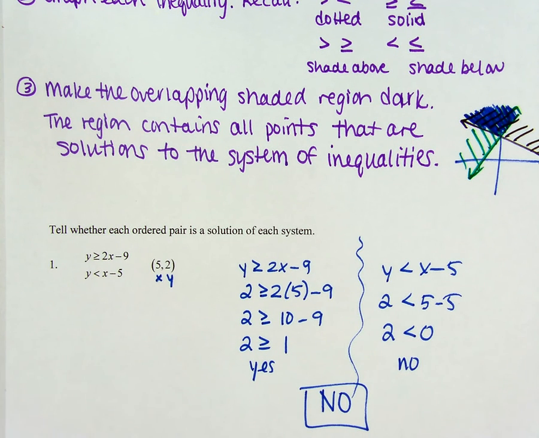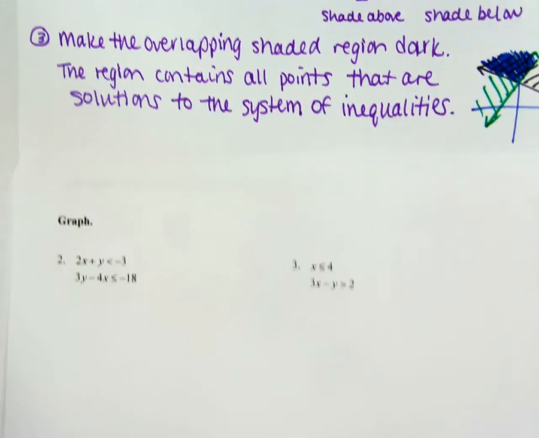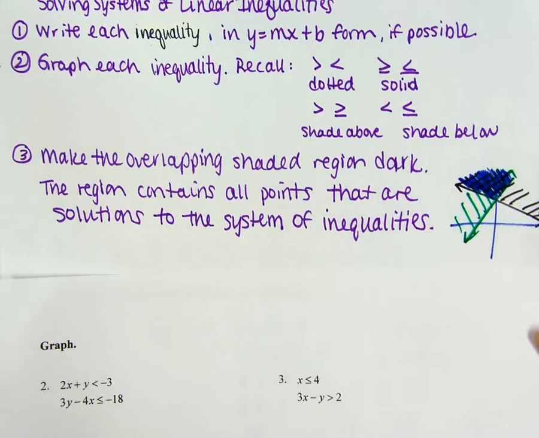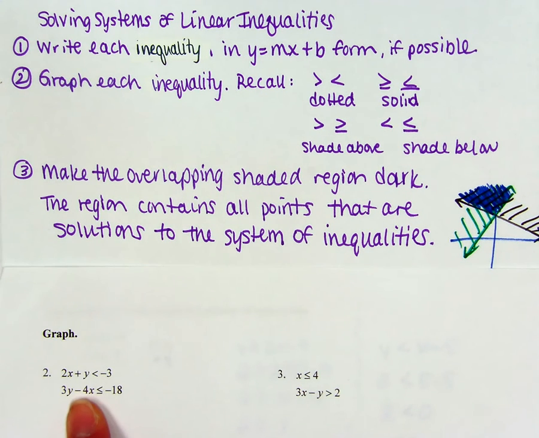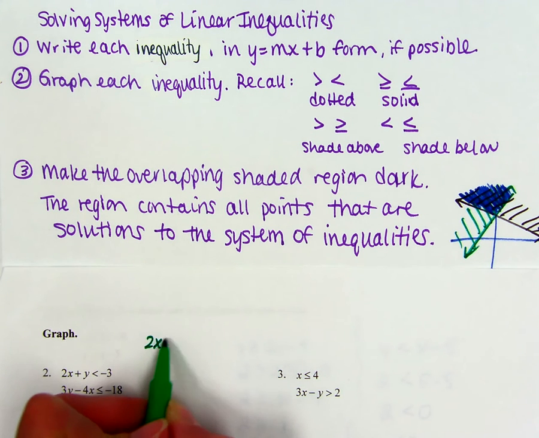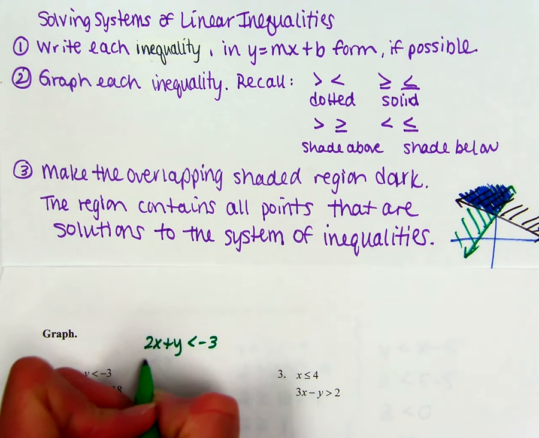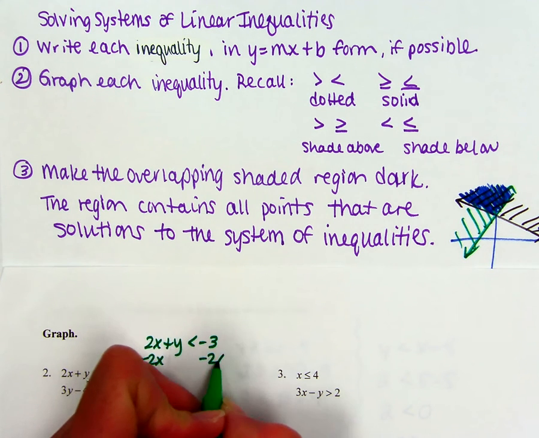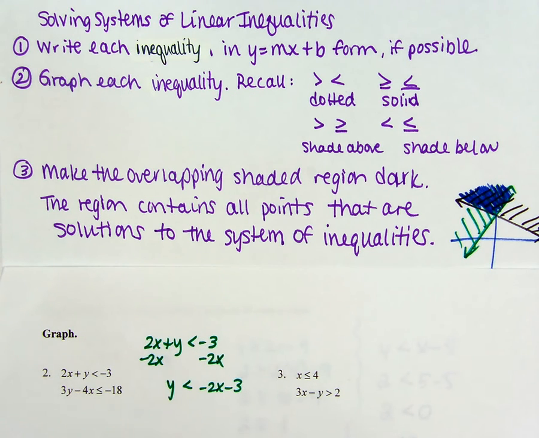All right, but on the next page, these are the ones we're actually going to graph. All right, so I'll try to leave up part of the rules. All right, so first thing is you need to write in y equals mx plus b form. So for my first inequality, it says 2x plus y is less than negative 3. Well, I need to get y by itself. To undo my 2x, I subtract 2x, and I have y is less than negative 2x minus 3. And I have y all by itself. So there's the first inequality.